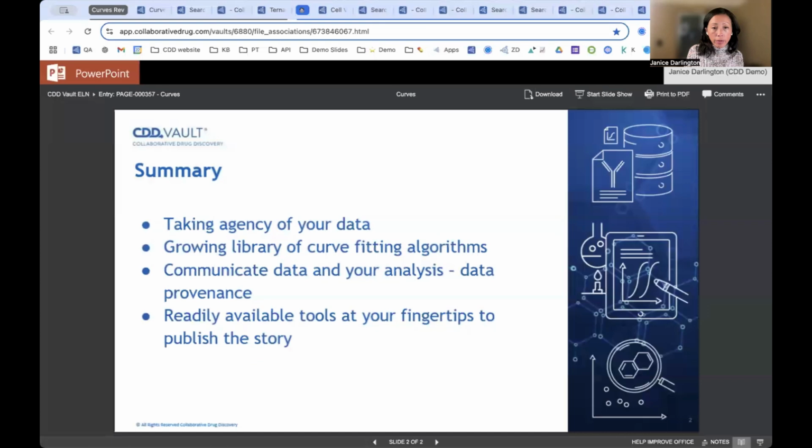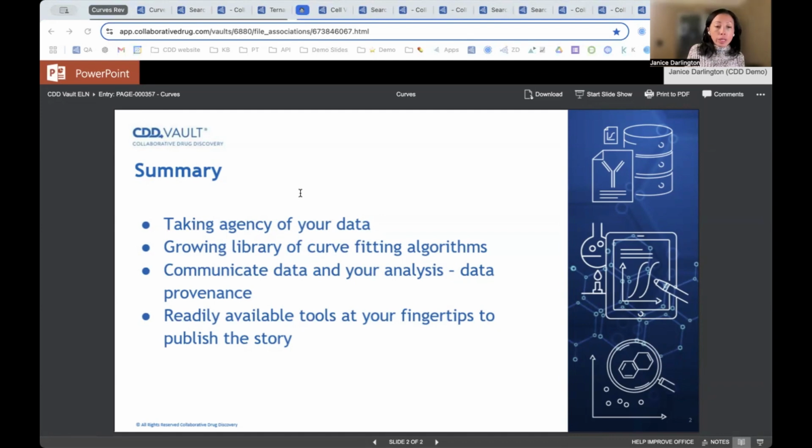All right, so now we'll tie everything up. Let's talk about what we can summarize. As you can hopefully gather from what I went over, first, you can use a growing library of curve-fitting algorithms to analyze stored data in our multi-modal platform without the need to access or subscribe to other software. Second, you can communicate data in your analyses and build reports for yourself or others with the raw data stored within CDD Vault. And finally, make CDD Vault that single platform to work with, from data collection to data collaboration to data reporting to publish your story.